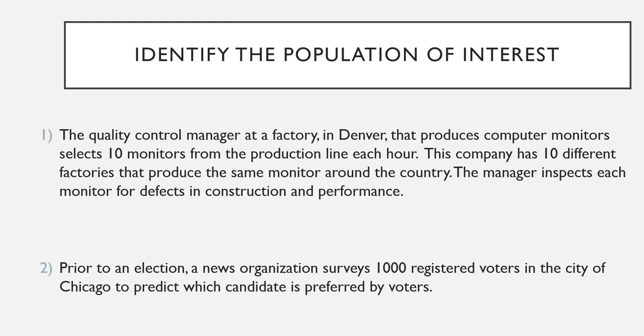So one of the things you might be asked to do is discuss a population of interest. Here's one where the quality control manager of a factory in Denver that produces computer monitors will select 10 from the production line each hour. They have 10 different factories that produce the same monitor around the country, and he inspects each monitor for defects in construction and performance. So the fact that he's only picking from his one factory in Denver, what is the population of interest here, just what is he sampling from? This particular manager can't make claims about the other 9 factories.